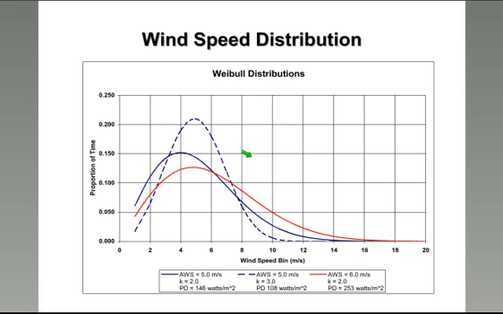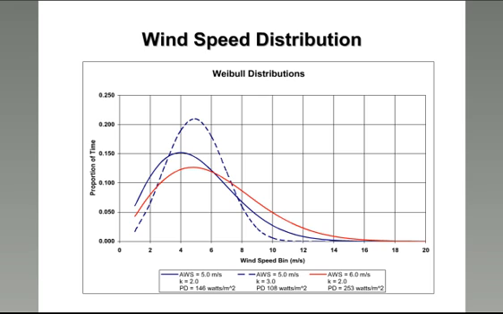So if we look at the solid blue line, that's a distribution for an average wind speed of 5 meters per second with a shape factor of 2, which is a common shape factor for inland sites like the continental United States. And it has a power density of 146 watts per meter squared. Well, compare that to the dotted blue line, which is the same average wind speed, 5 meters per second, but a different shape factor, a K of 3, which is more common for a coastal site. The same average wind speed, but different distribution, and the power density goes down about 30% to 108 watts per meter squared.